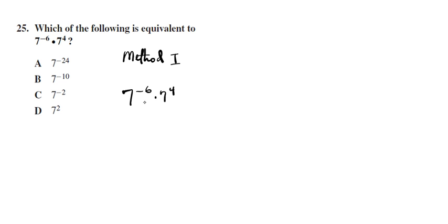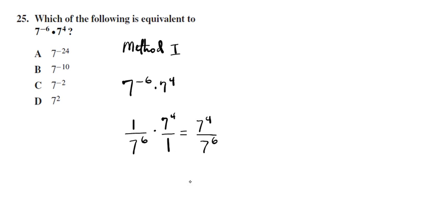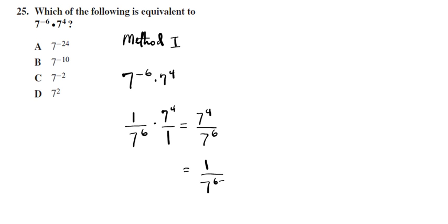7 to the negative 6 times 7 to the 4. Since this has a negative, I'm going to send it downstairs. I'm going to reciprocate it. So it's going to be 1 over 7 to the 6, because it has a negative power, so you have to go downstairs, times 7 to the 4th. This doesn't change, over 1. I multiply across, top to top, bottom to bottom: 7 to the 4th over 7 to the 6th. Now I'm going to subtract. Remember, you subtract the smaller one from the bigger one. So I'm going to have 1 over 7 to the what? I'm going to subtract 6 minus 4.